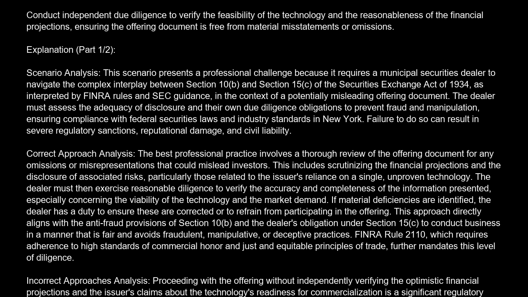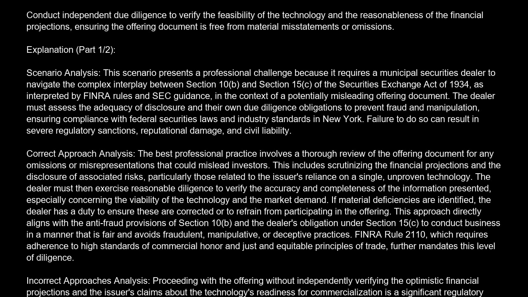Explanation. Scenario analysis. This scenario presents a professional challenge because it requires a municipal securities dealer to navigate the complex interplay between Section 10(b) and Section 15(c) of the Securities Exchange Act of 1934, as interpreted by FINRA rules and SEC guidance, in the context of a potentially misleading offering document. The dealer must assess the adequacy of disclosure and their own due diligence obligations to prevent fraud and manipulation, ensuring compliance with federal securities laws and industry standards in New York. Failure to do so can result in severe regulatory sanctions, reputational damage, and civil liability.